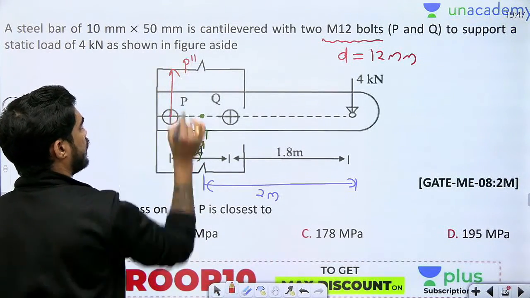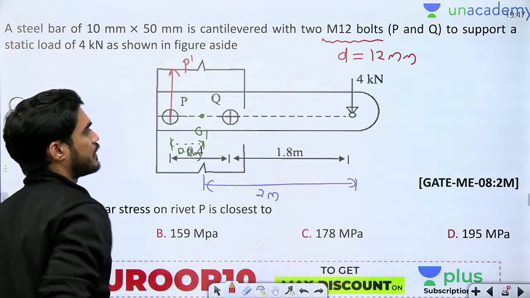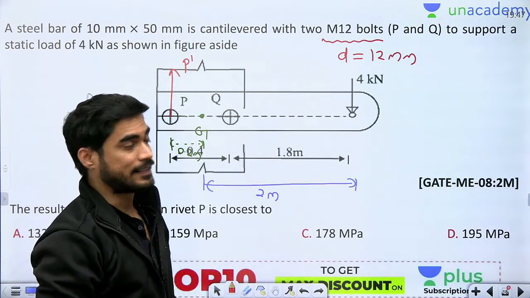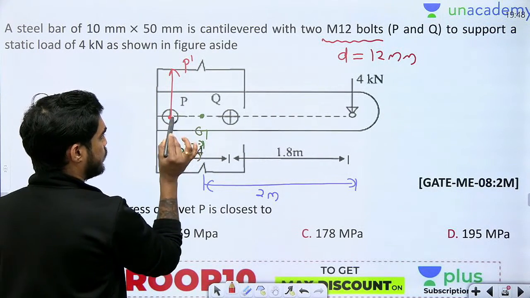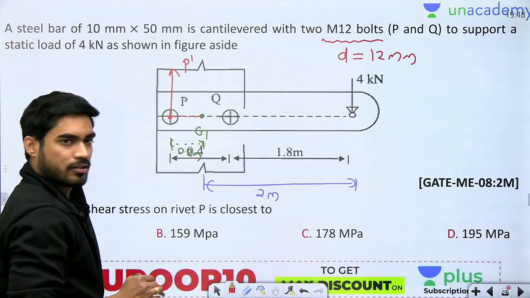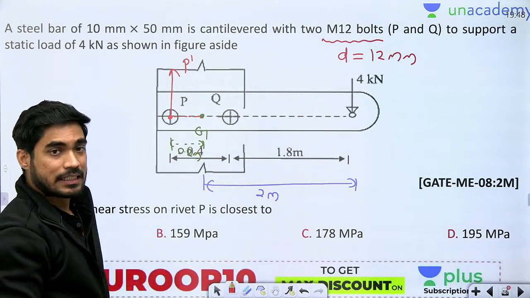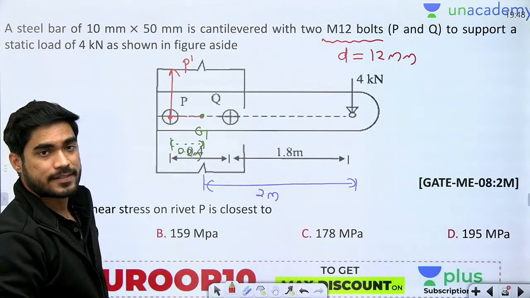This is your primary force. Now how do we find the direction of the secondary force? If I want to find the direction of secondary force here, I will join this point with the centroid. So I will get a horizontal line. Now secondary force will be perpendicular to this.